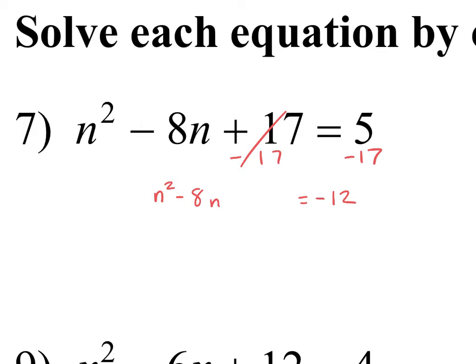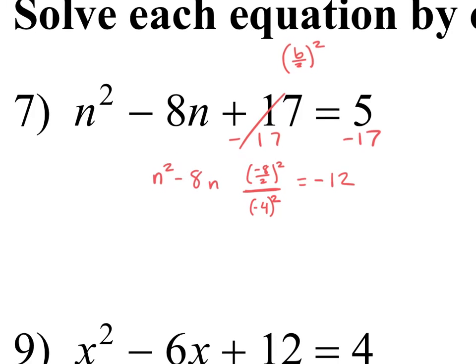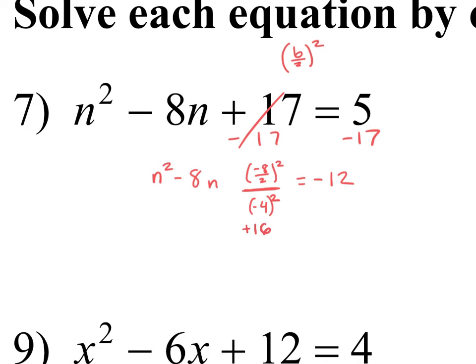-12. Now we need to figure out what's going to go in this blank here to help us complete the square. So we use our little formula, b over 2 squared. What's our b here? -8. So -8 over 2 squared. What's -8 over 2? -4. And what's -4 squared? 16. So we're adding 16 on the left side.